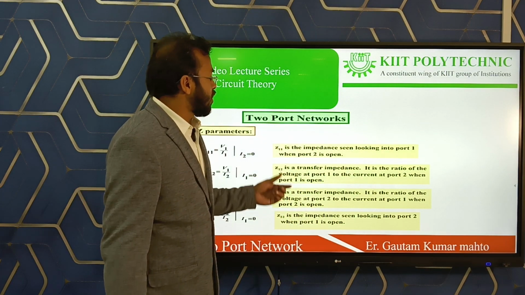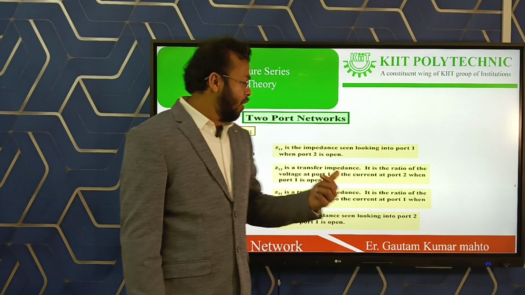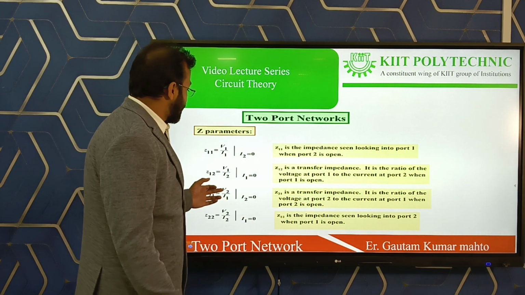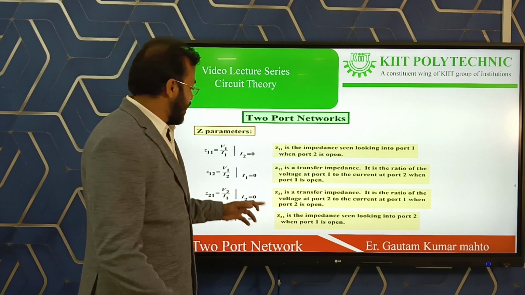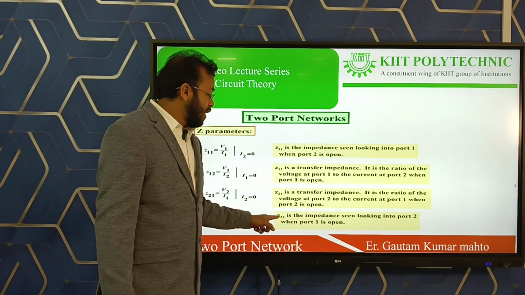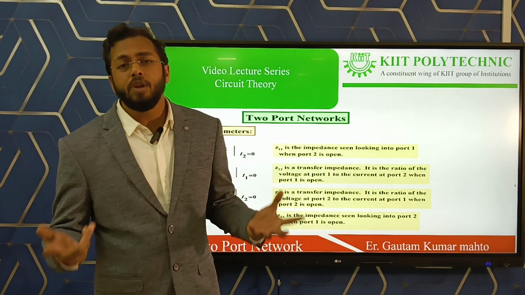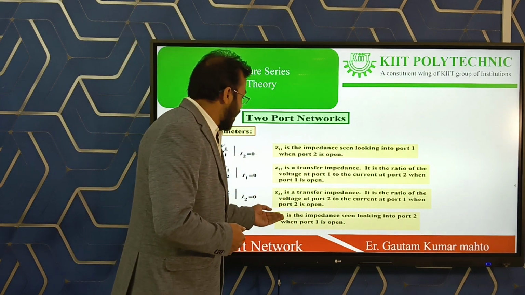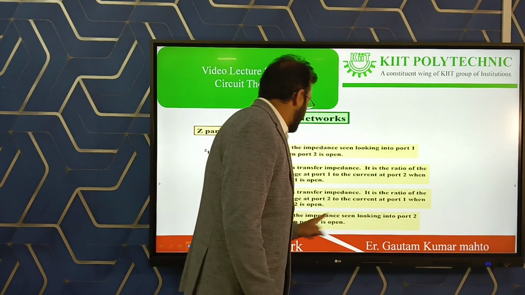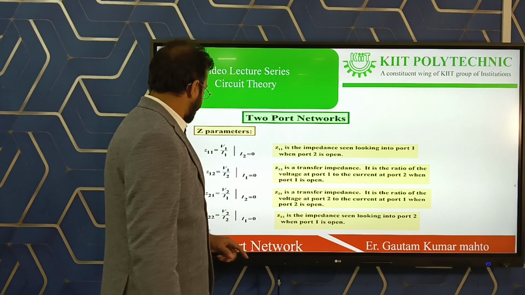Similarly, Z21 is the transfer impedance. It is the ratio of the voltage of the output side divided by the current of the input side when the output port is open. Similarly, Z22 is known as the output impedance because it signifies the second port, when port 1 is open.